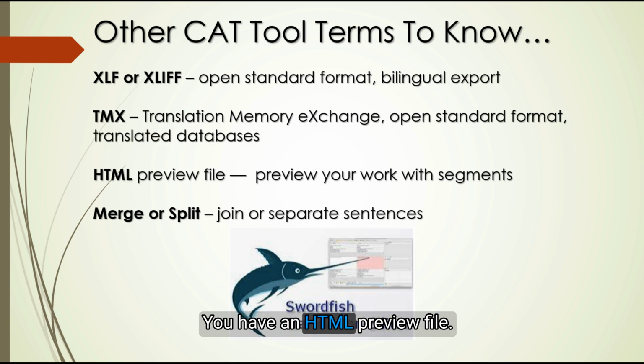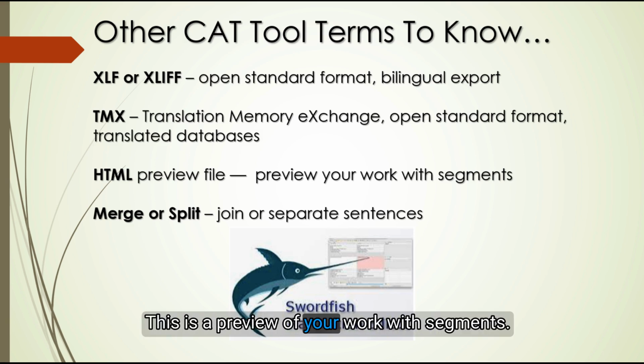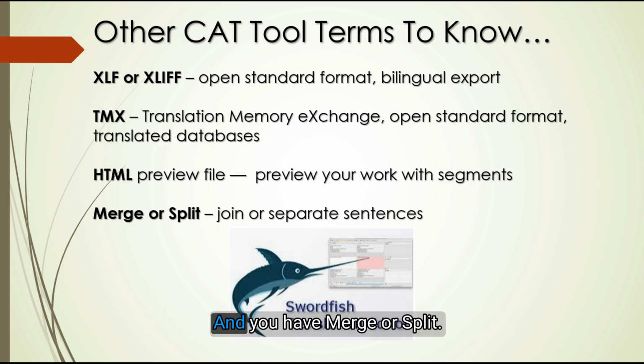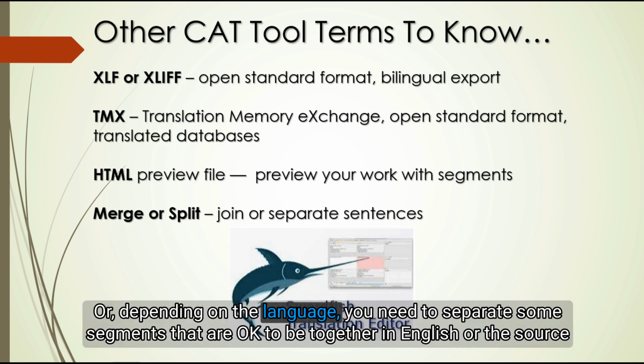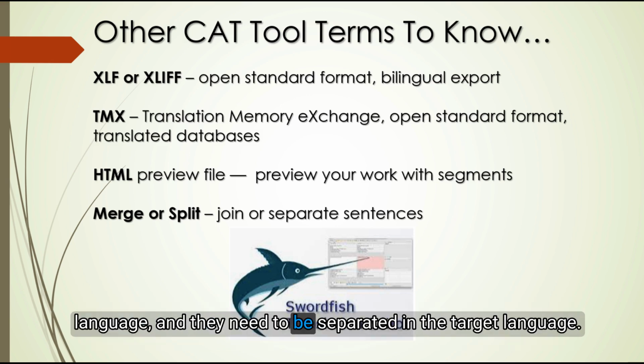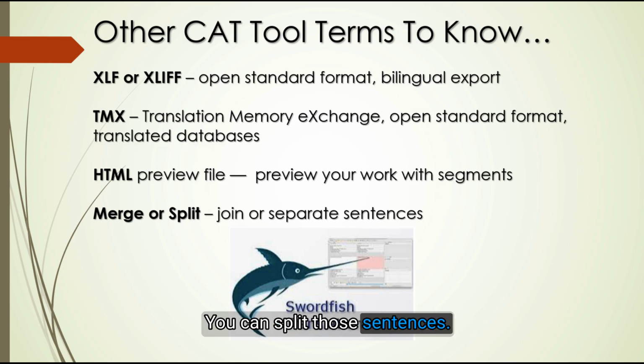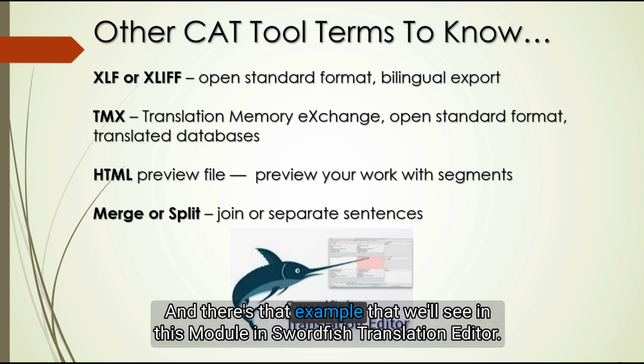You have an HTML preview file. This is a preview. You work with segments. And you have merge or split. That's when you have sentences that should go together and they're separate. You merge them, or depending on the language, you need to separate some segments that are okay to be together in English or the source language, and they need to be separated in the target language. You can split those sentences. And there's that example that we'll see in this module in Swordfish Translation Editor.